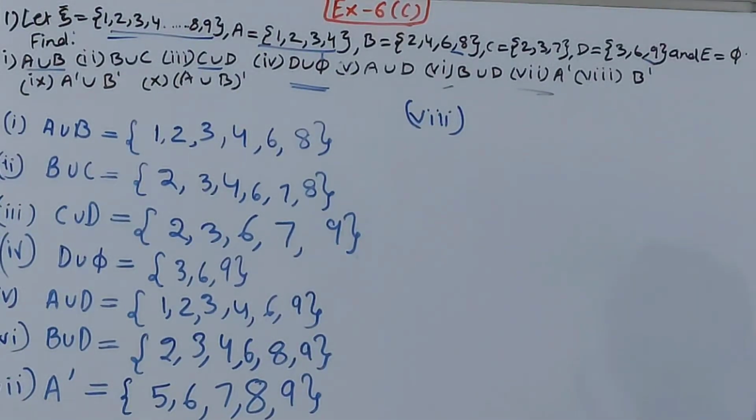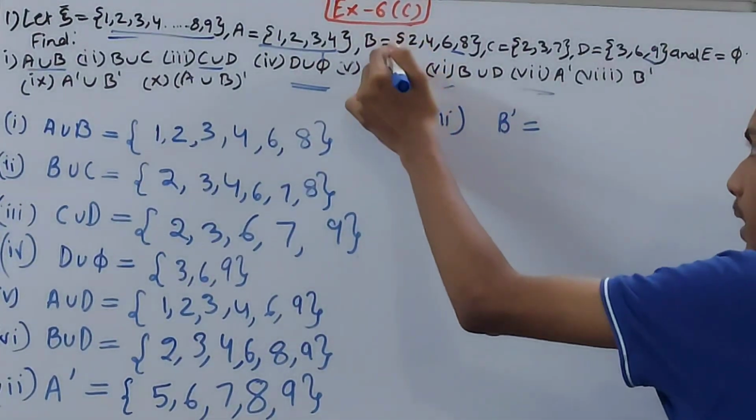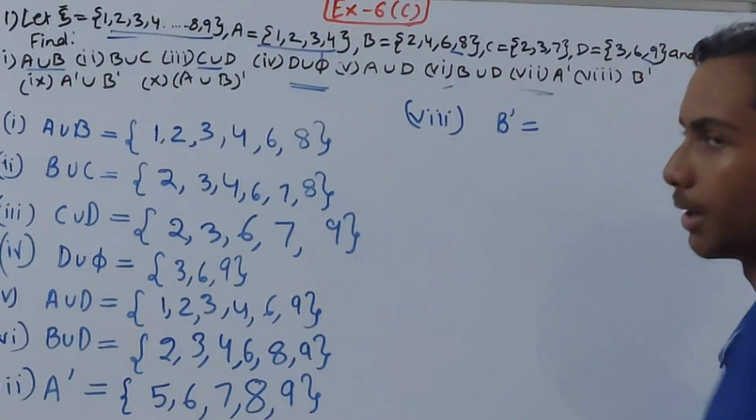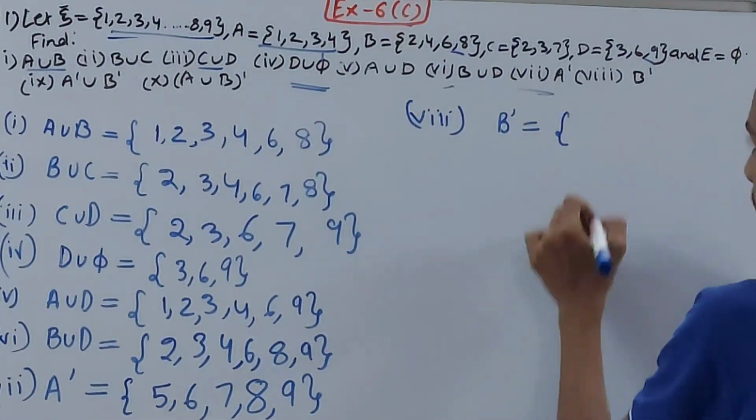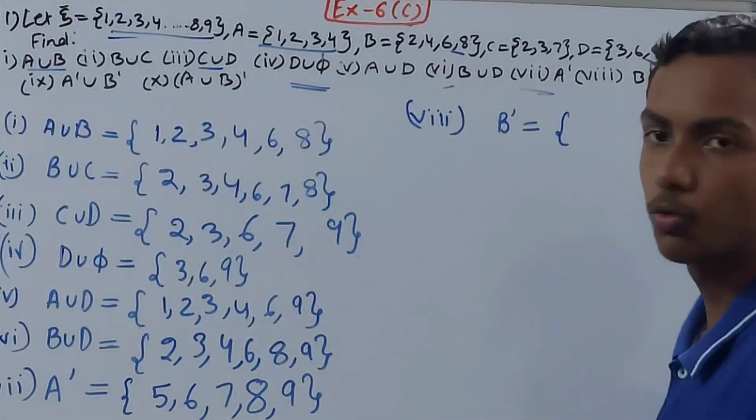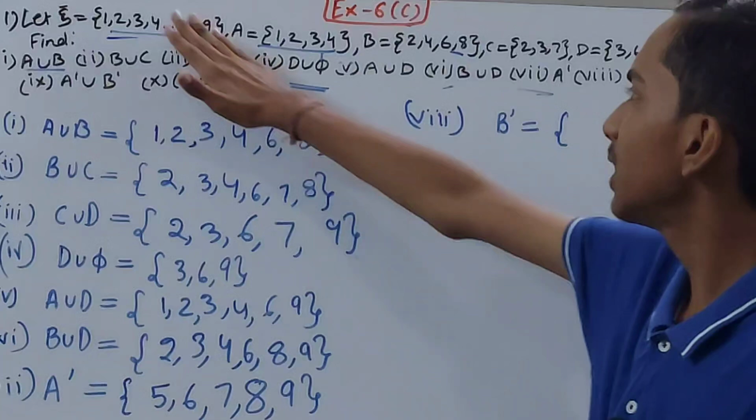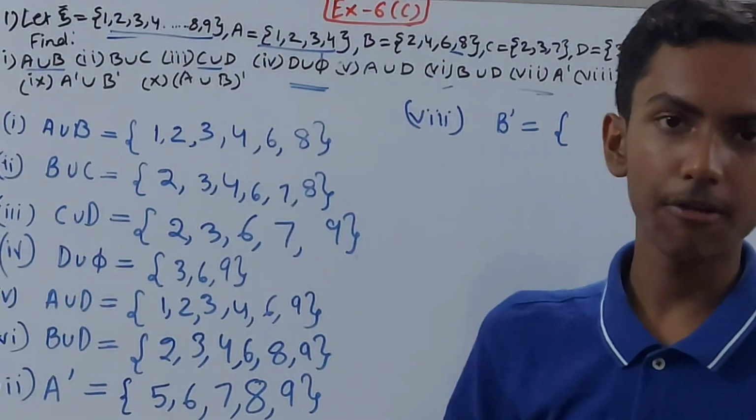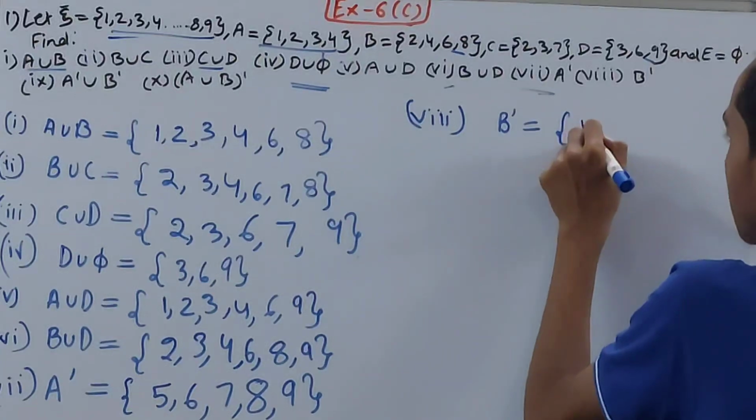Value of B complement. Whatever elements are not written in set B from the universal set will be written here. Okay, let's write down. Here you have set B, which has 2, 4, 6, 8. Leaving 2, 4, 6, 8, all the values which are in the universal set will be written here. See, 1 is left out, so 1 will be here.